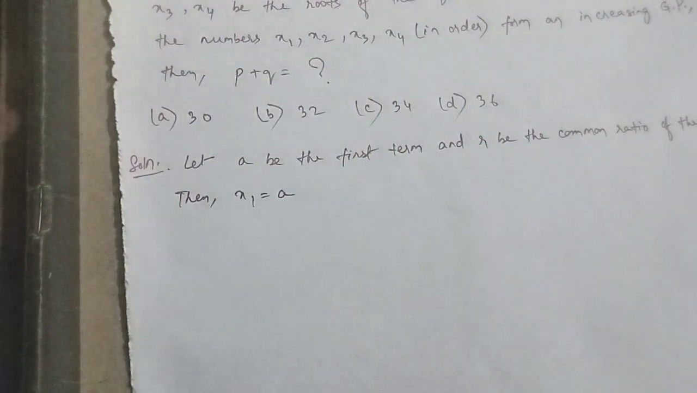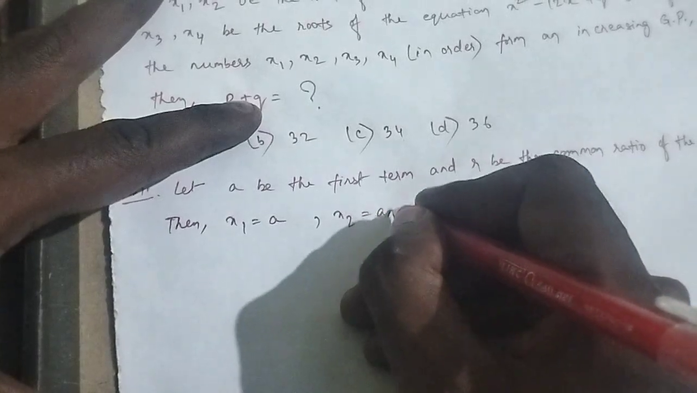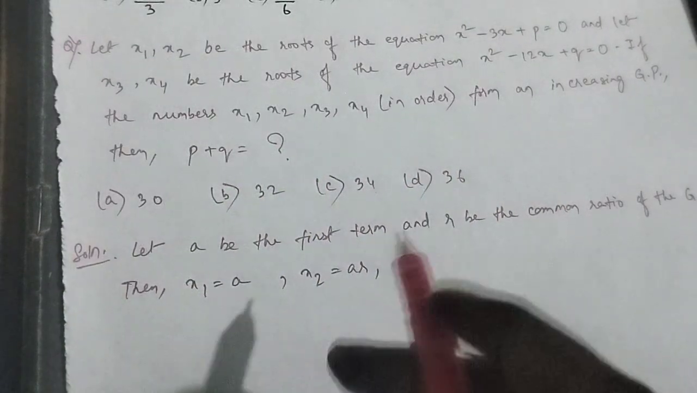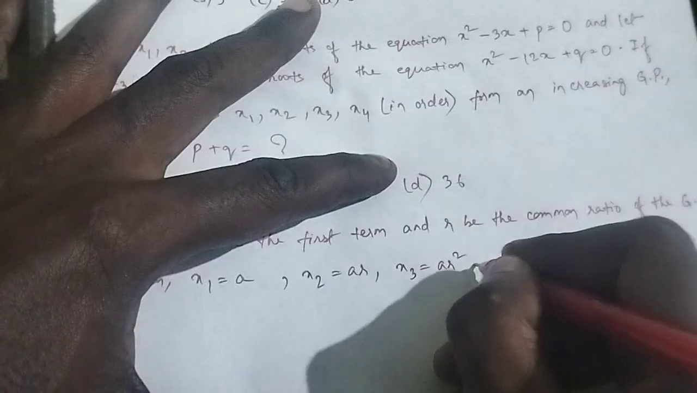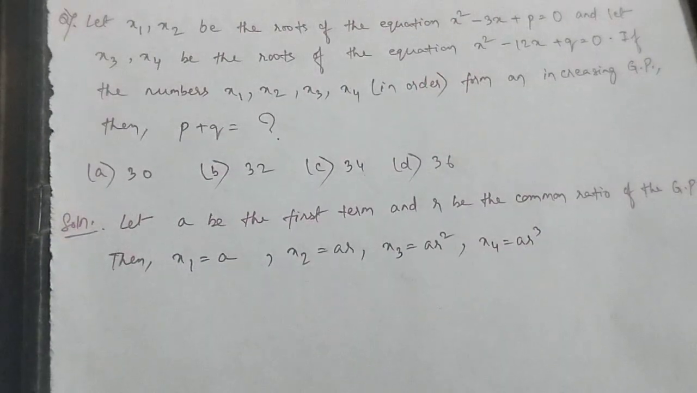So then x1 is A, x2 is AR. These numbers are forming a GP. So x1 is A, x2 is AR, x3 is AR square, and lastly x4 is AR cube. Right? Clear?